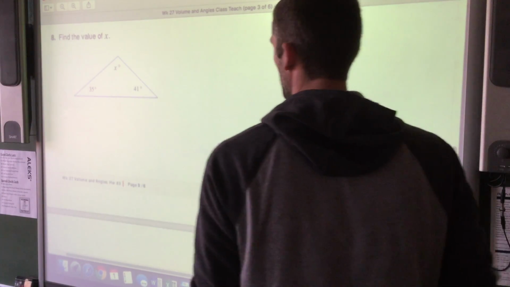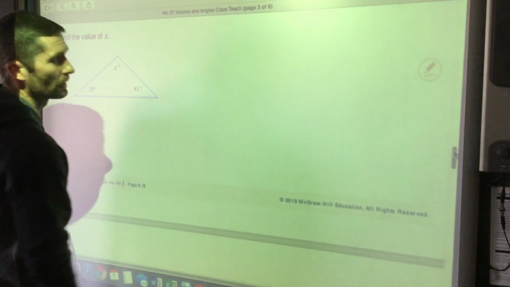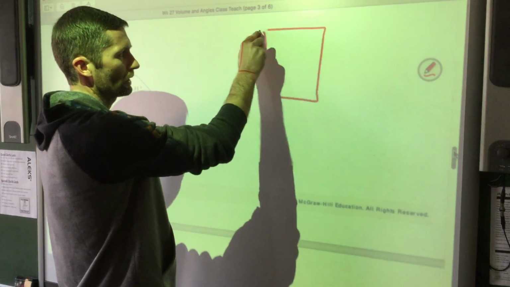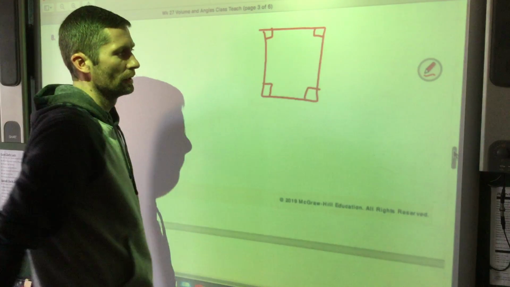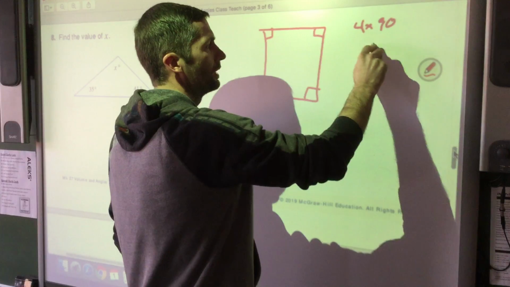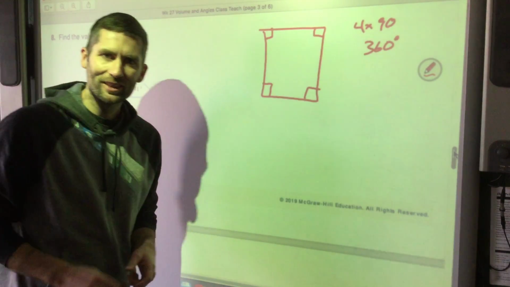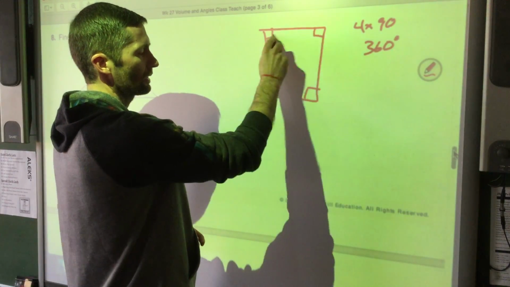Okay, let's move on to angles now. Find the value of x. Okay, so let's back up and think about all quadrilaterals. Now let's think about a rectangle first. We know a rectangle has 4 right angles. So 4 right angles, 4 times 90 is 360. All quadrilaterals will be 360 degrees. The interior 4 angles will add up to 360.